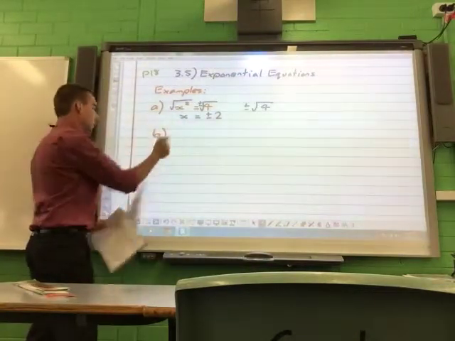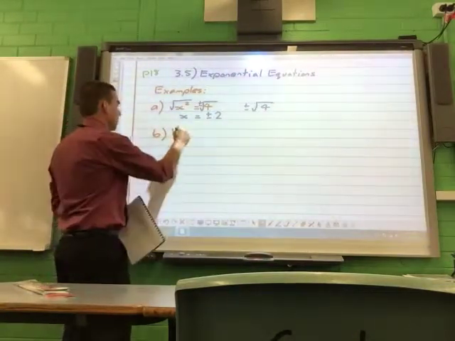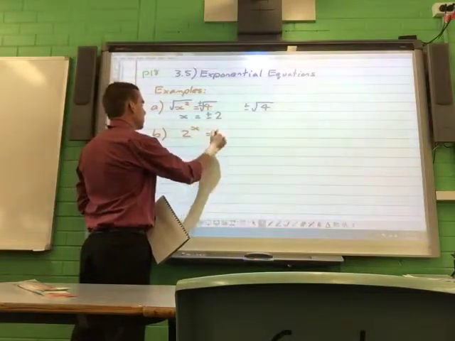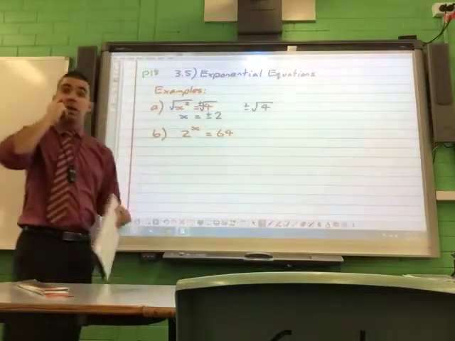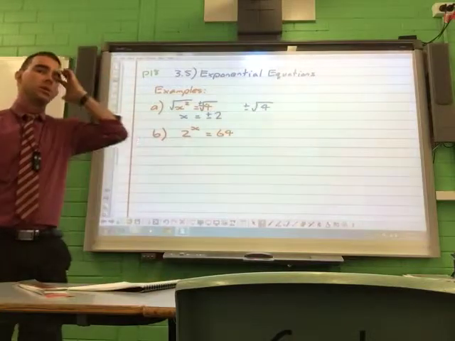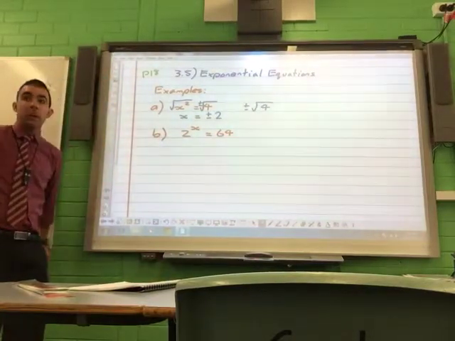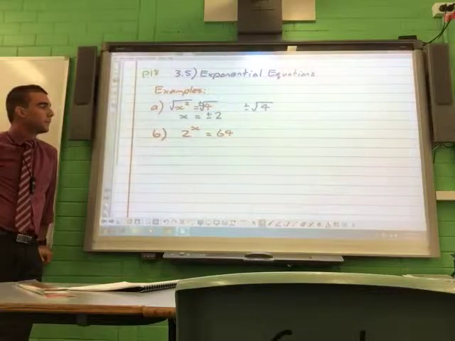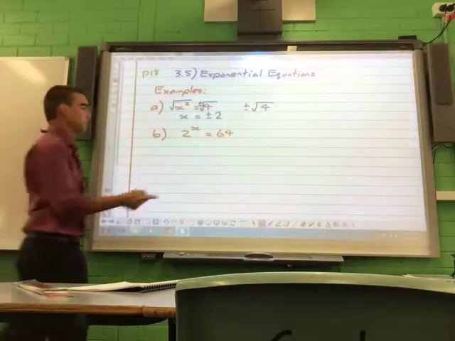Alright, b. 2 to the power of x equals 64. So there are one of two ways you can do this. One, you can do trial and error. Okay, 2 to what power equals 64? Or you set it up as follows.